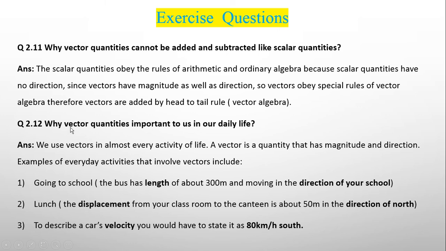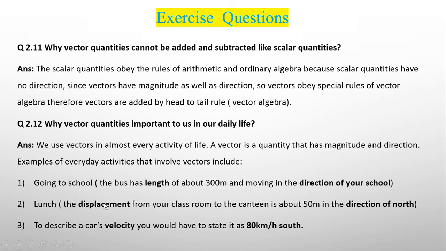Question 2.12: why is vector quantity important to us in our daily life? Answer: we use vectors in almost every activity of life. A vector is a quantity that has magnitude and direction. Examples of everyday activities that involve vectors include, number 1, going towards school. The bus has a length of about 300 meter and is moving in the direction of your school, so direction is concerned and you are talking about the length in a specified direction. So it is a vector quantity.